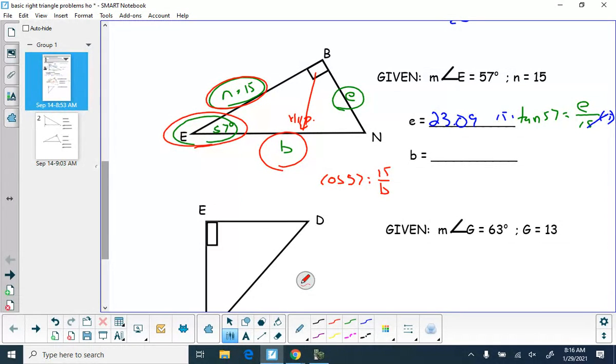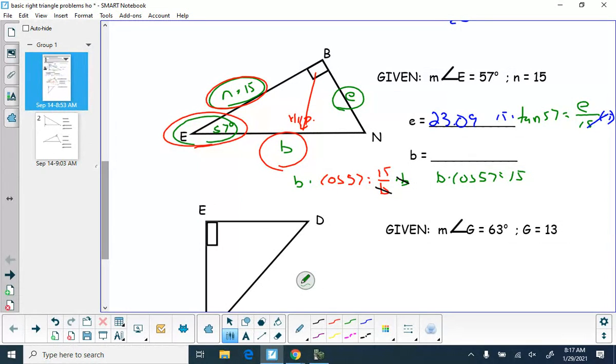Just multiply both sides by b. And now we'll cancel out these b's for us. The difference is we're left with b times the cosine of 57 is equal to 15. It does not give us an answer directly. Once again, you have to have patience within the problem. I want to get the b value by itself.